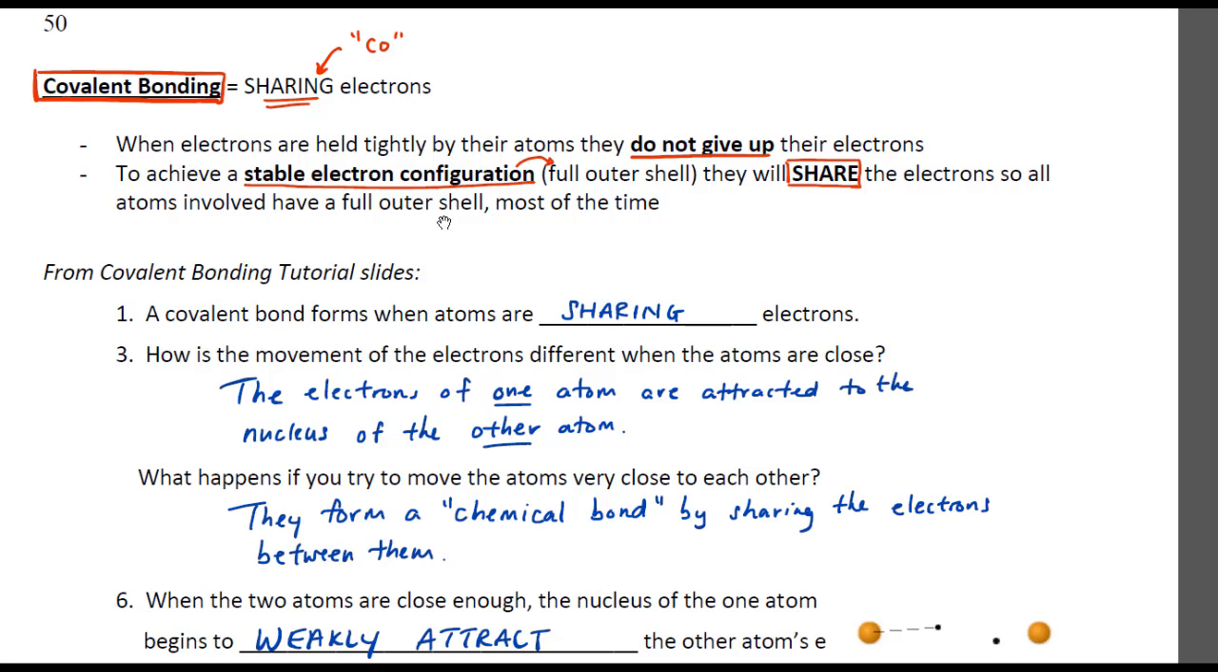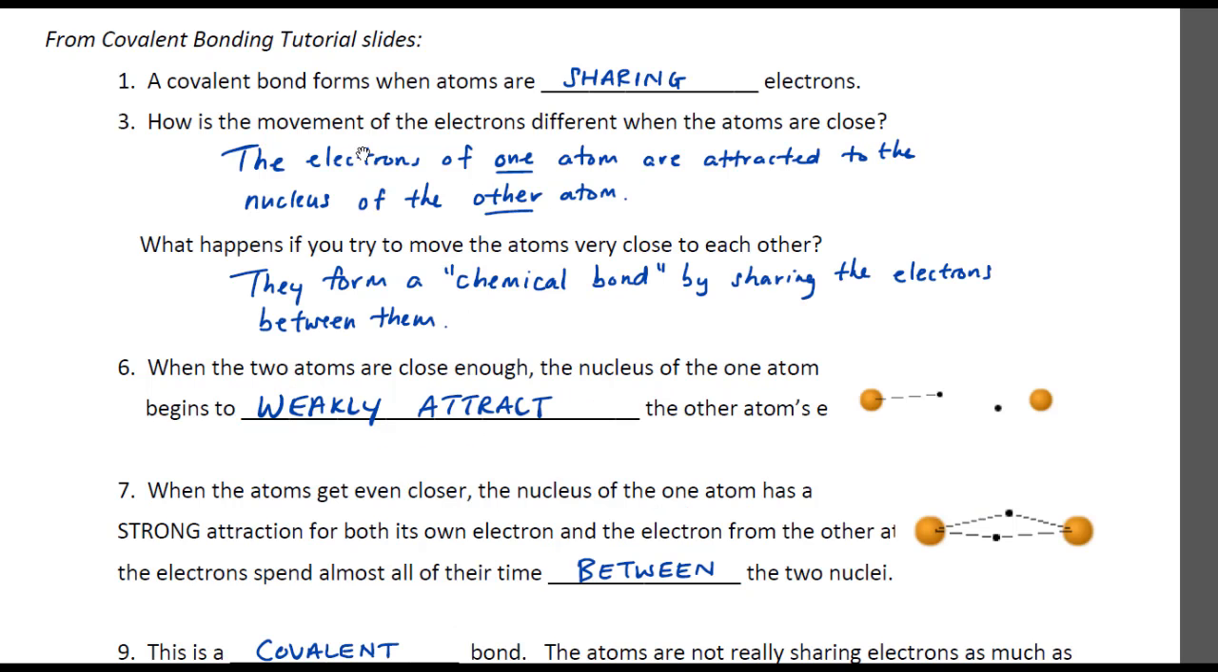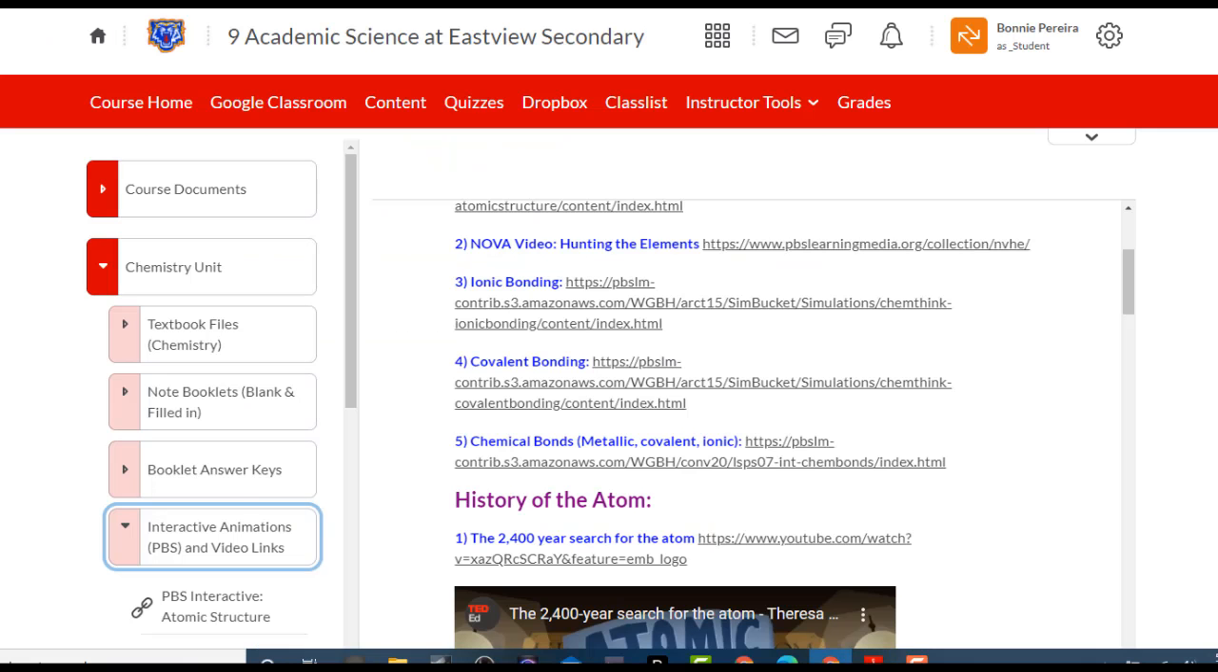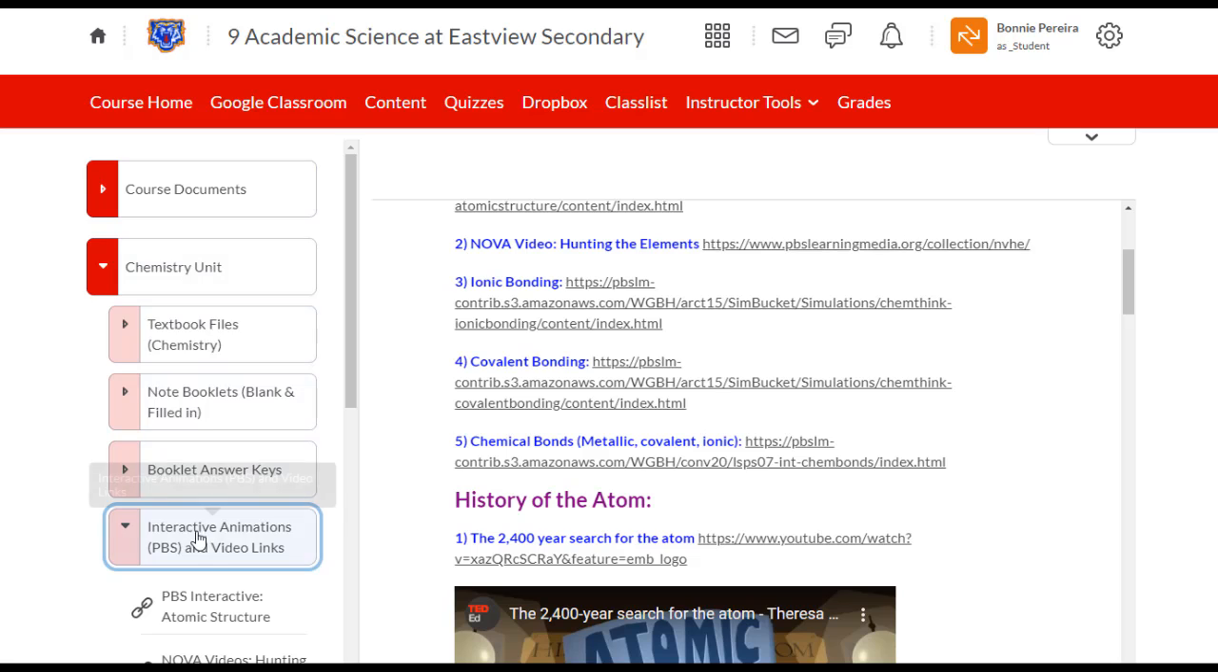And so they will have a full outer shell most of the time. The electrons will spend some time around the one atom and some time around the other. So to complete this section, I'd like you to go to the covalent bonding slides, which you can find by going again to our class page. You're going to look under Chemistry Unit, Interactive Animations, and click here for the covalent bonding slides.